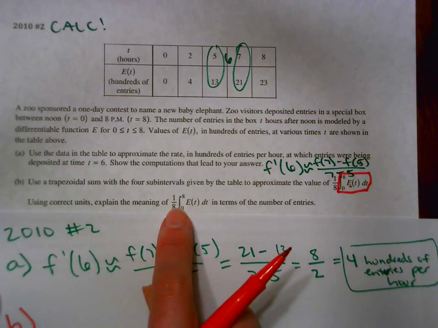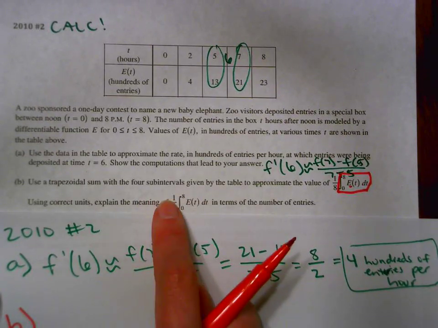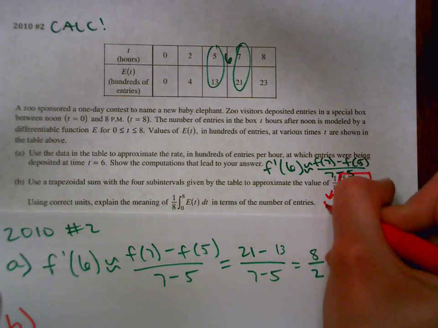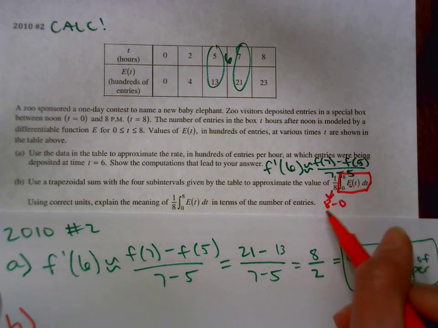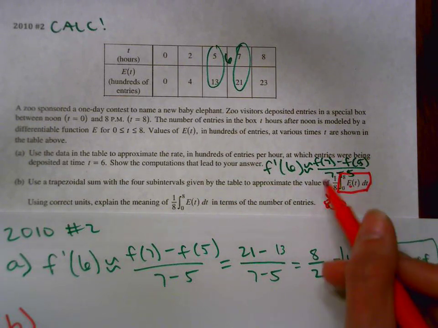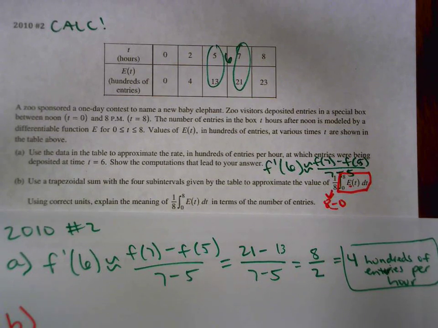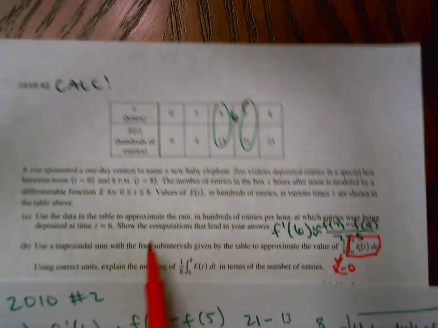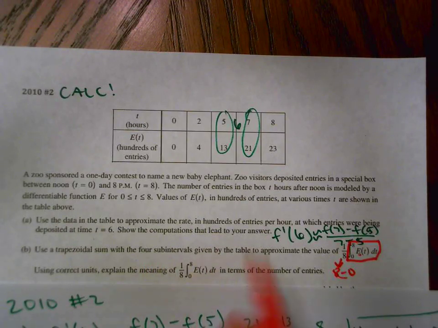And then we're going to explain what that is. So hopefully when you see this, it rings a bell, because this 8 is 8 minus 0. That's how they got it. So it's 1 over b minus a times the integral. So that's the average value formula. But let's first estimate it. So trapezoidal sum with 4 subintervals that's given by the table.